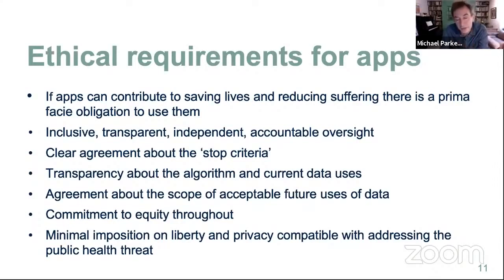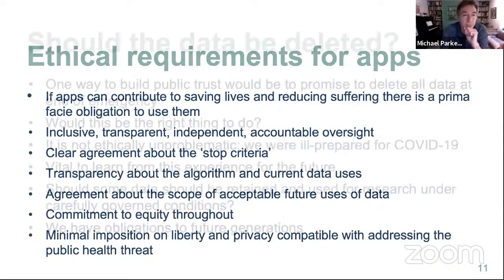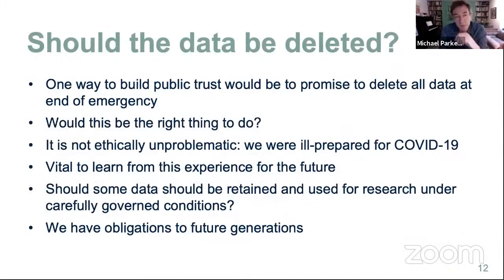So inevitably there is some imposition on privacy here, and inevitably there is some imposition on liberty if we're going to have targeted lockdowns, but those need to be fair and compatible and appropriate. So I think there are a number of important ethical considerations that need to be addressed for this to be fair. But one of the most important ethical challenges, I think, for me is the question about what should happen with data at the end of the use of this app in the context of an emergency.